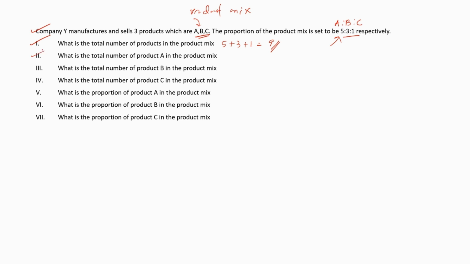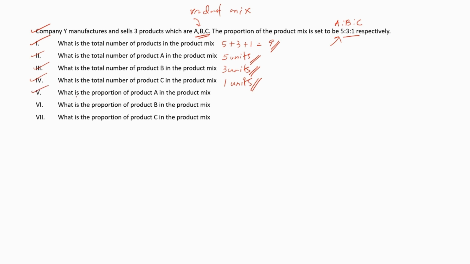What is the total number of product A in the product mix? So in this product mix, there are 9 products. So how many of them are product A? As now we know, there are 5 units of product A in this product mix. What is the total number of product B in the product mix? There are 3 units of product B in this product mix. What is the total number of product C in the product mix? There is only 1 unit of product C in this product mix.